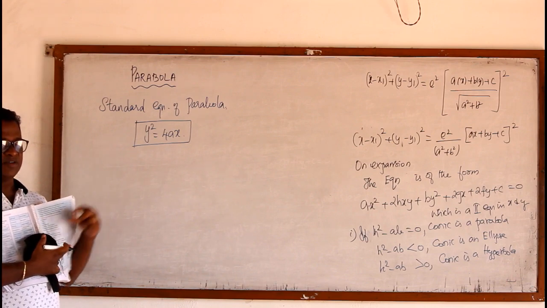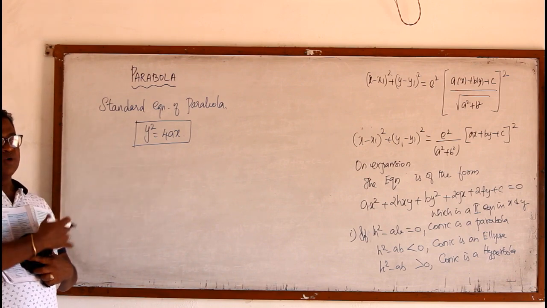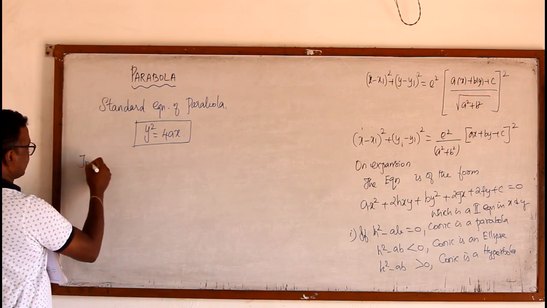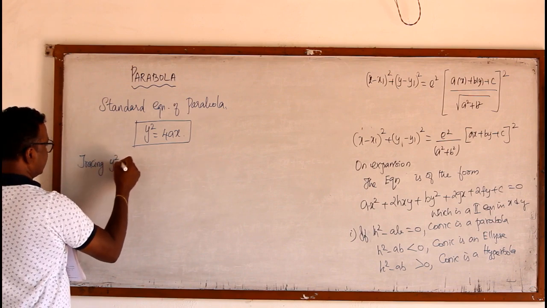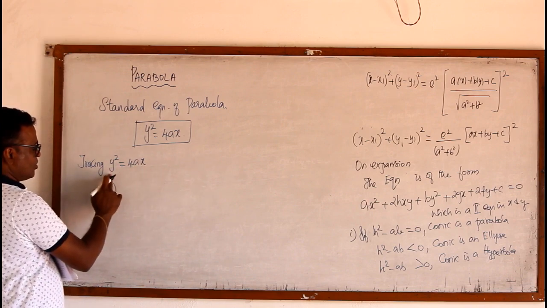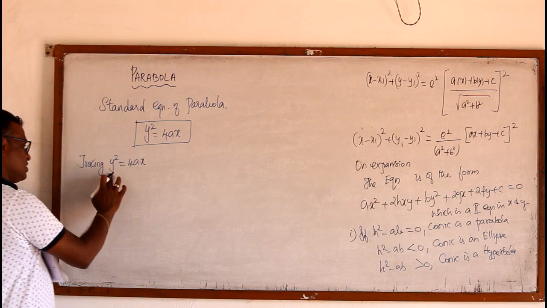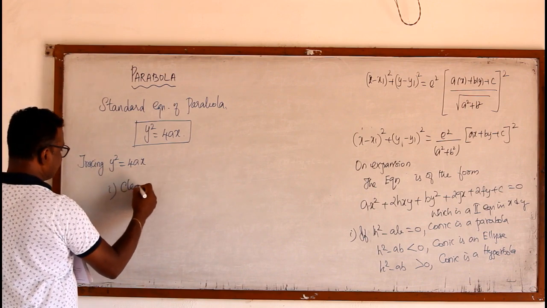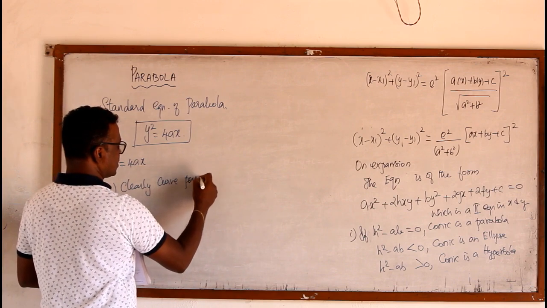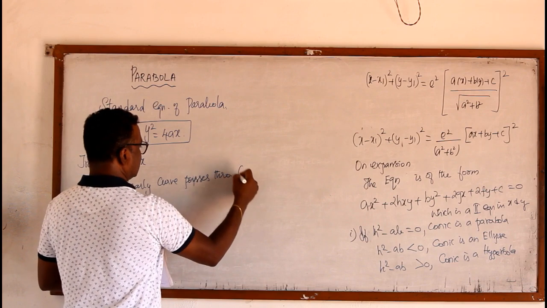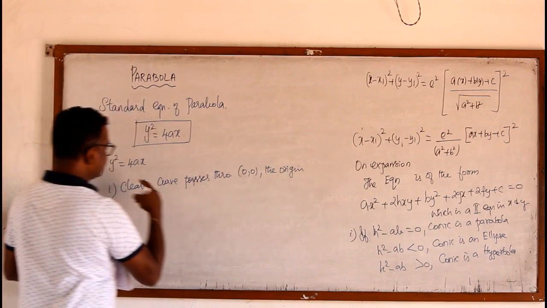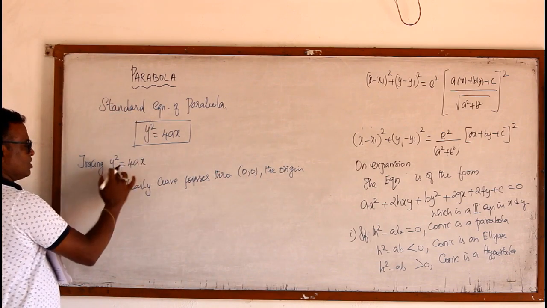Now we shall trace this curve y square equal to 4x, and see how the curve is going to be. Tracing y square equal to 4x. First point, when I put x equal to 0, y is becoming 0, or when y is 0, x is 0. That means clearly the curve passes through 0, 0, the origin, because when x equal to 0, y equal to 0.